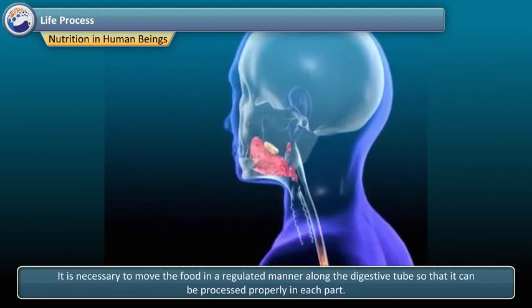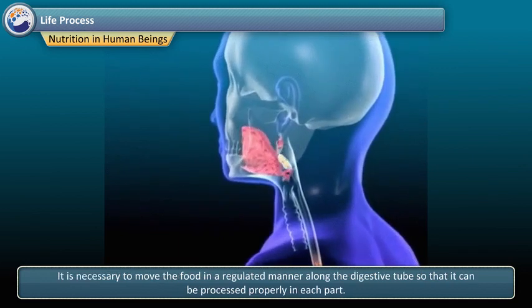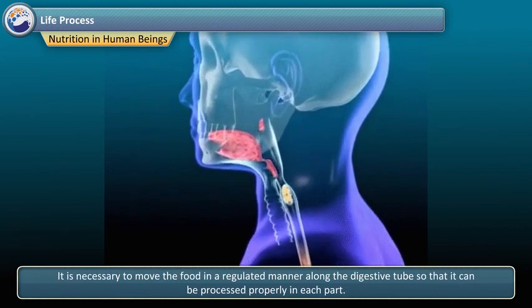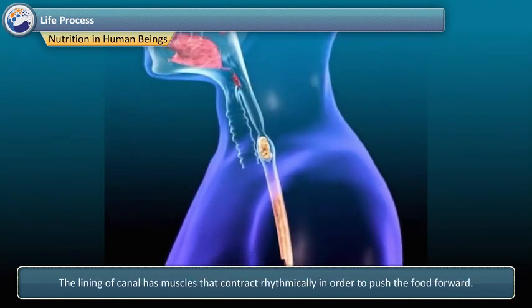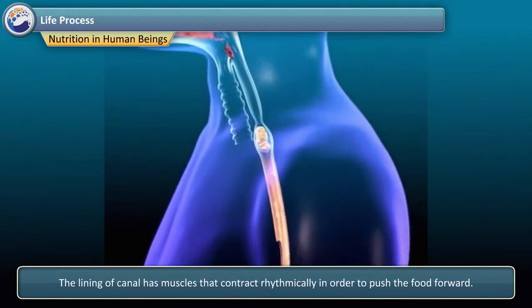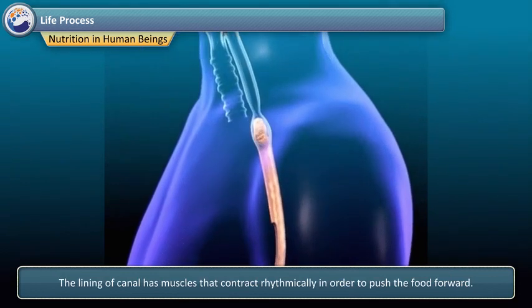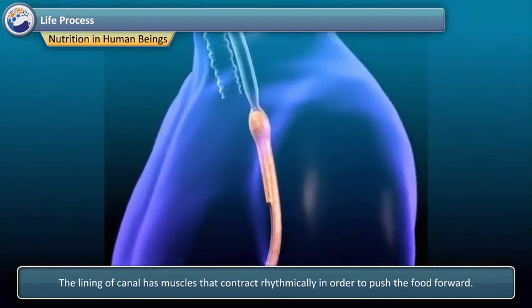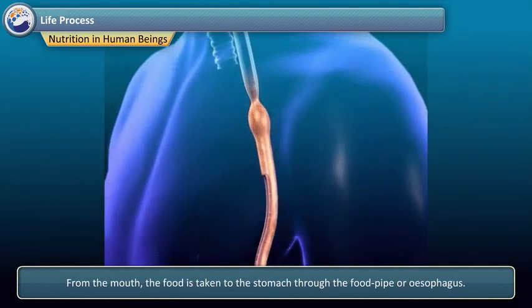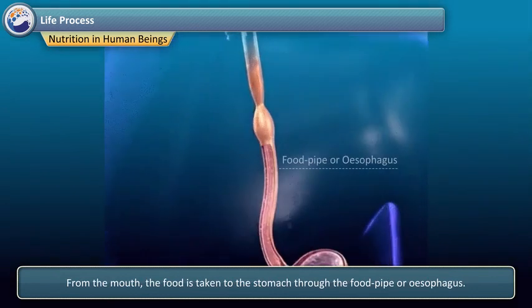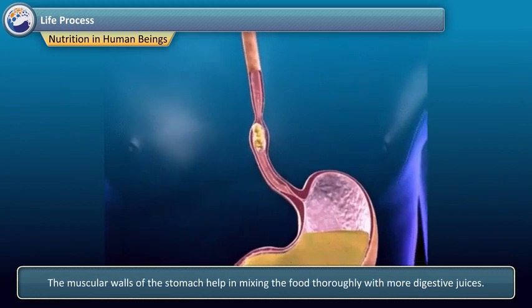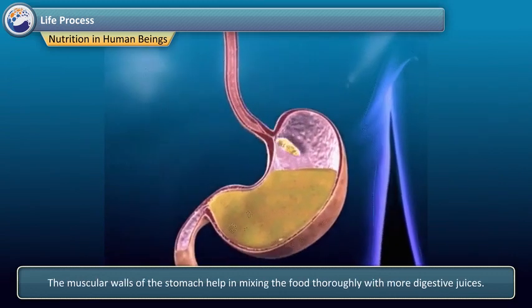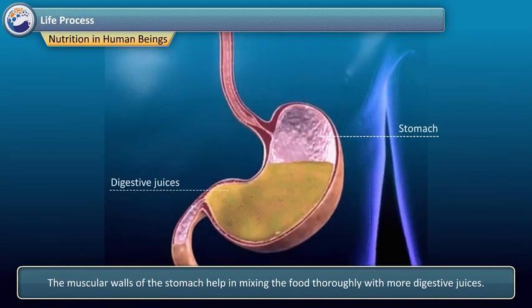It is necessary to move the food in a regulated manner along the digestive tube so that it can be processed properly in each part. The lining of the canal has muscles that contract rhythmically in order to push the food forward. From the mouth, the food is taken to the stomach through the food pipe or esophagus. The muscular walls of the stomach help in mixing the food thoroughly with more digestive juices.